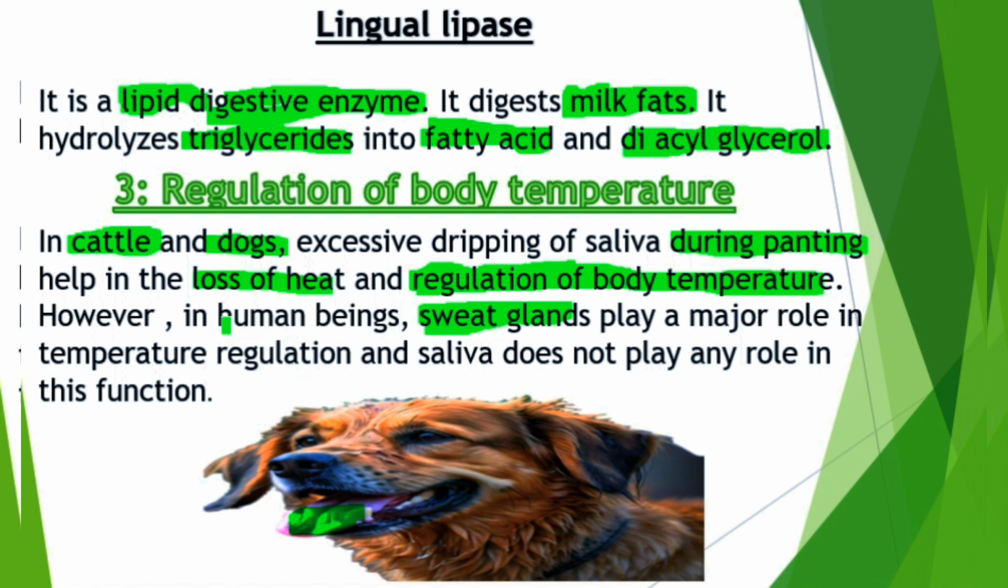However, human beings are unable to perform panting. So how do human beings maintain and regulate their body temperature? In human beings, sweat glands play the major role. Through sweat glands we maintain or regulate our body temperature, and saliva does not play any role in this function. We cannot maintain our body temperature through saliva; this function in our body is performed by the sweat glands.